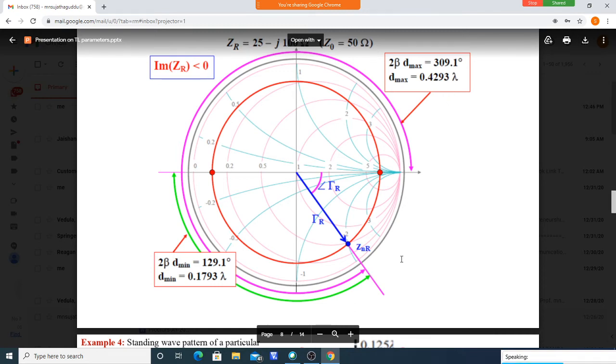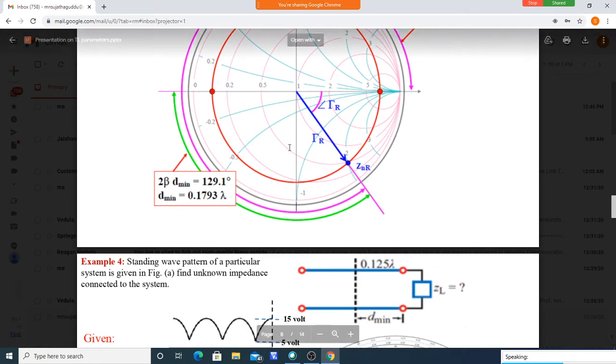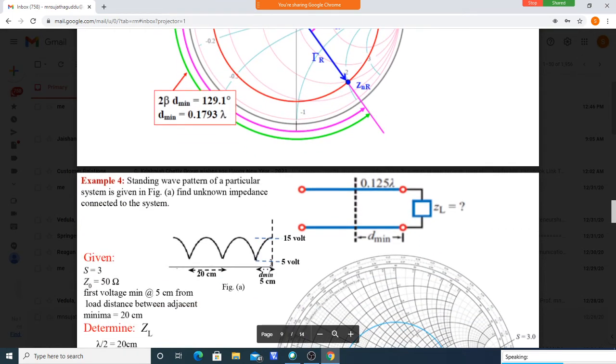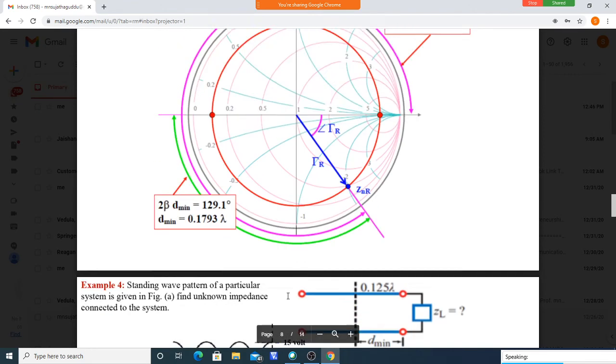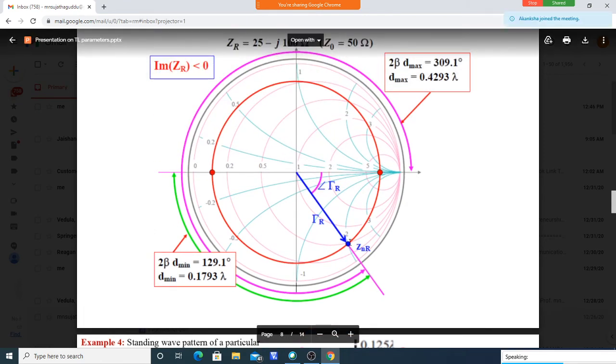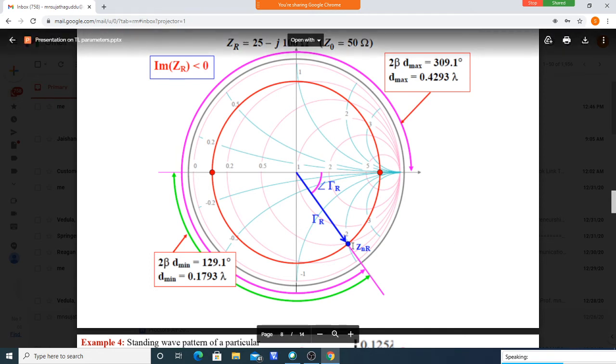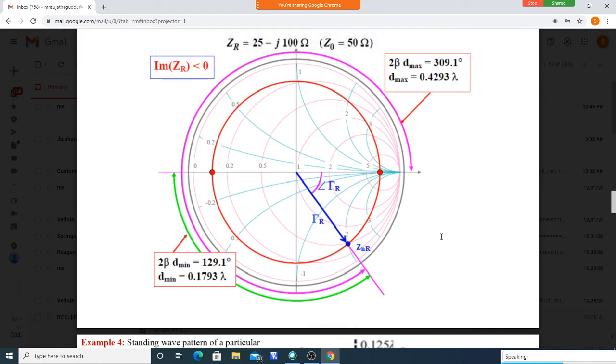Okay, so in this problem, first we come across the minima, then we reach the maxima. Maxima may come first or minima may come first, that depends upon where the load is. So like this you can measure all these parameters from the Smith chart.